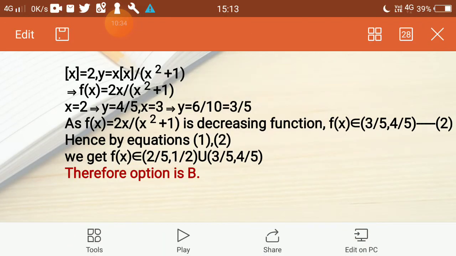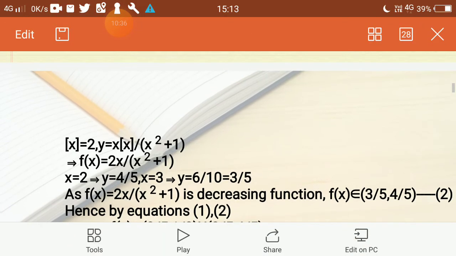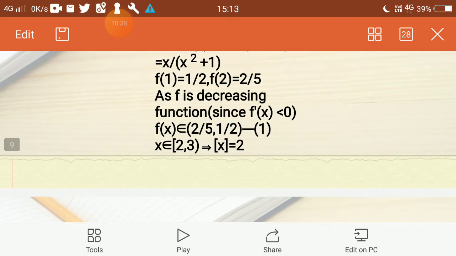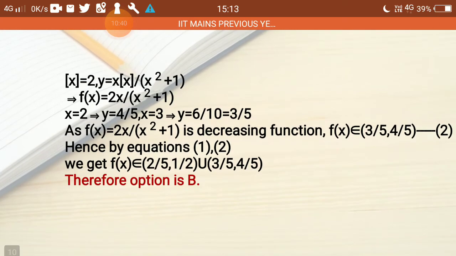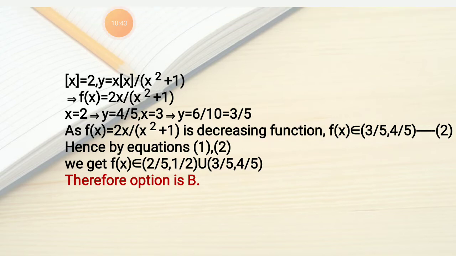3 by 5 and 4 by 5. So our equation 1 is 2 by 5, 1 by 2. Equation 2 is 3 by 5, 4 by 5. Therefore, by equation 1 and 2, the range of f of x is the union of the open intervals 2 by 5, 1 by 2 and 3 by 5, 4 by 5. Therefore, the option is B. So this is one good question.